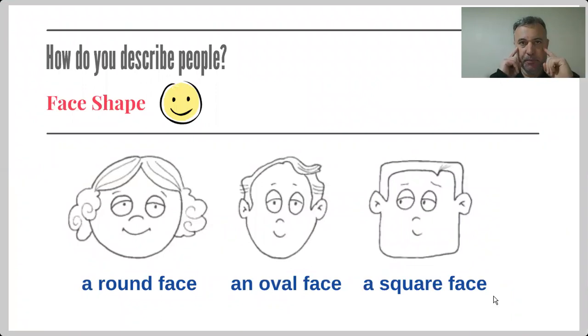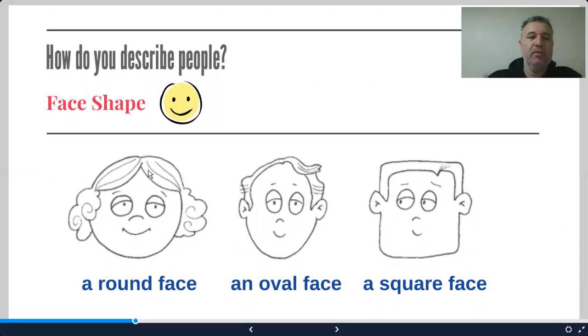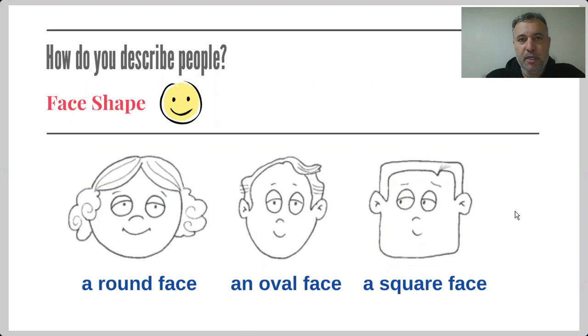So first you look at the person's face, the face shape, the format of the face. Now, she has a round face. This one's got an oval face and a square face. These are pretty much the basic descriptions of faces. Round, oval, and square. All right. So let's move on.